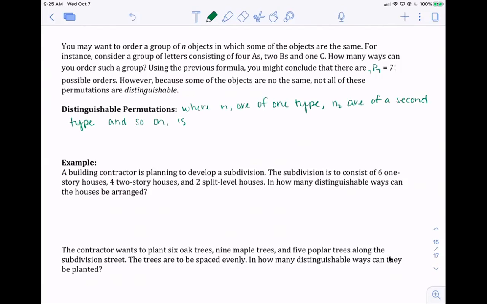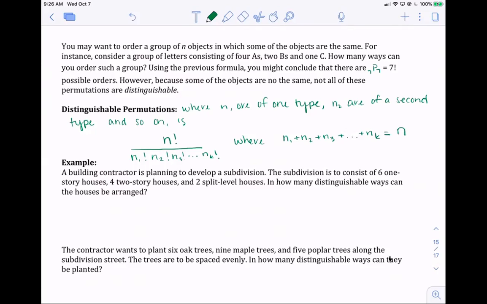Now our formula: we're going to take n factorial, the total, divided by how many of those are duplicated. So that's n1 factorial, n2 factorial, n3 factorial, and keep going until you've listed everything. The key here is that n1 plus n2 plus n3, going all the way up until you've listed everything, equals your n.